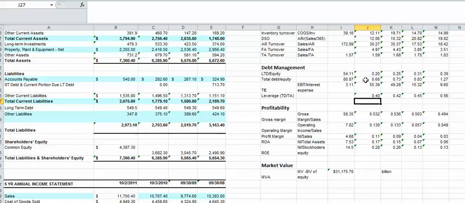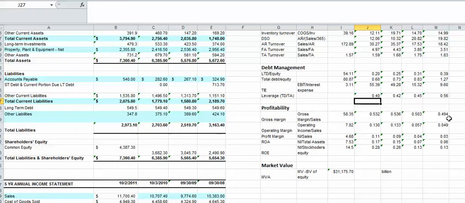Finally, the profitability ratios focus mainly on the income statement and then compare to items on the balance sheet down here. So gross margin, which is sales minus cost of goods sold divided by sales. So this is saying, what is your gross margin percent? Are your cost of goods sold too high?